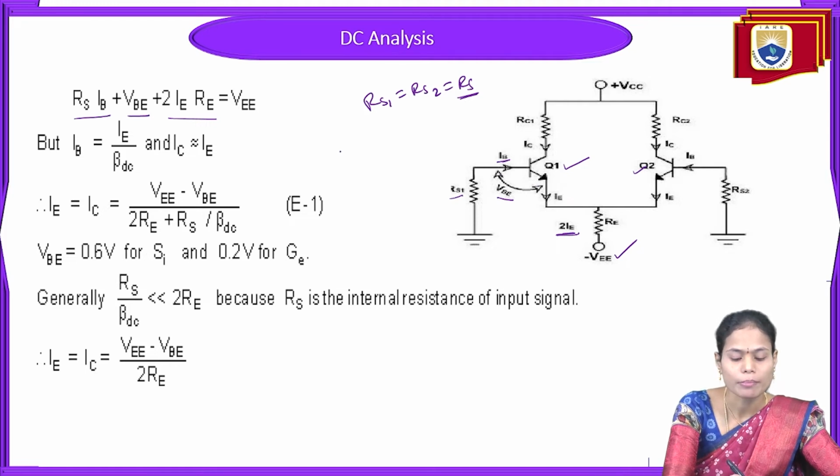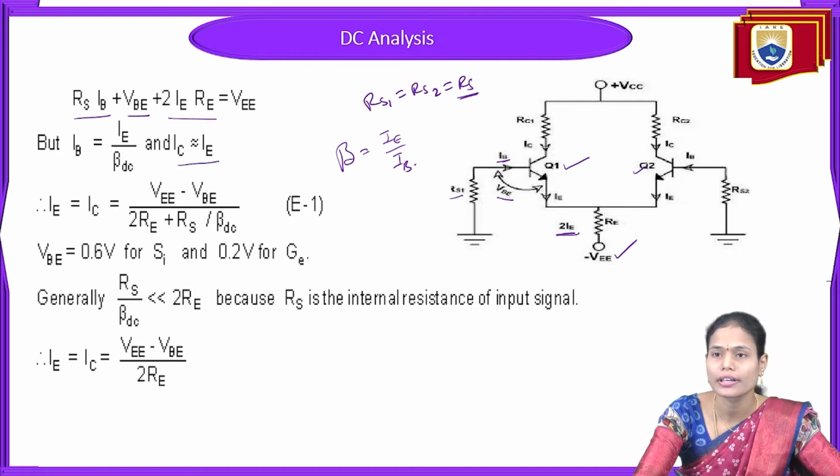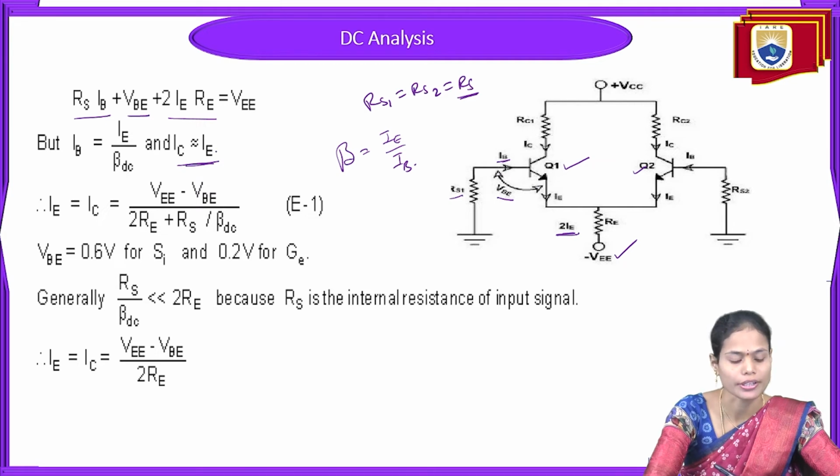From the beta, we can write beta equal to IE by IB, so IB equal to IE by beta DC. And here always the collector current is almost equal to the emitter current. Why? Because the drop across the base is very, very less, or else the IB current is very, very less. So that's why we are approximating the collector current as equal to the emitter current.